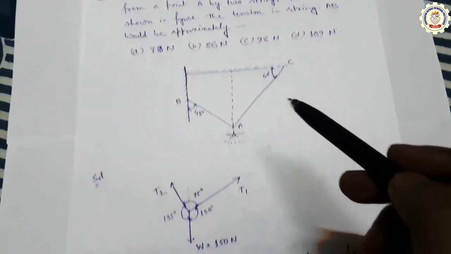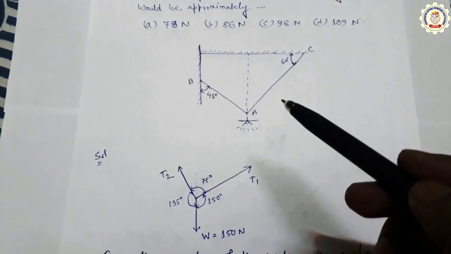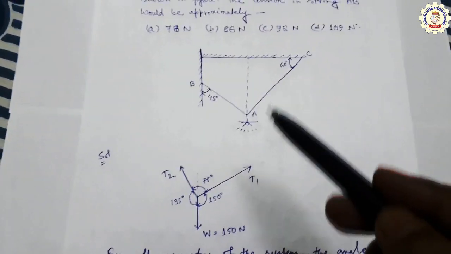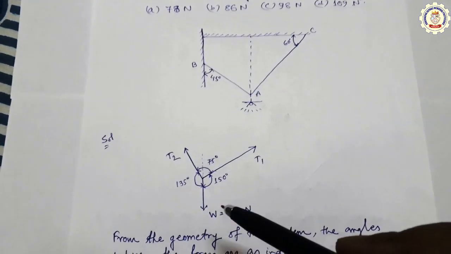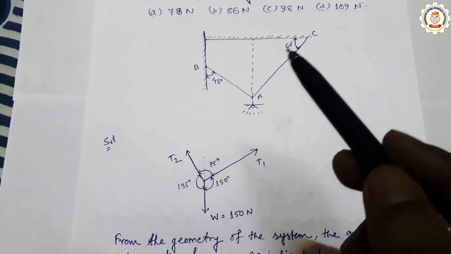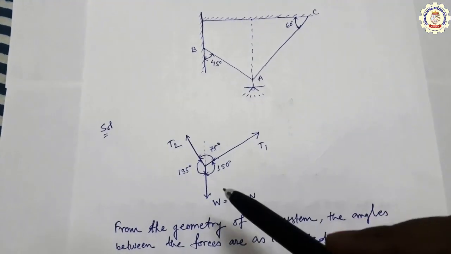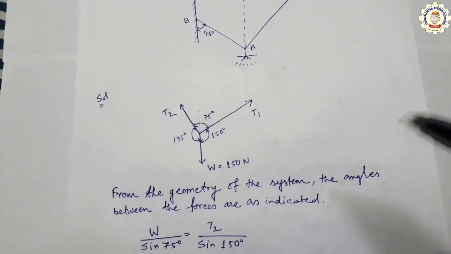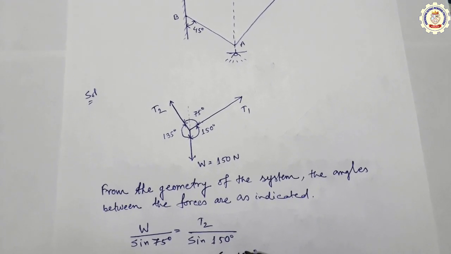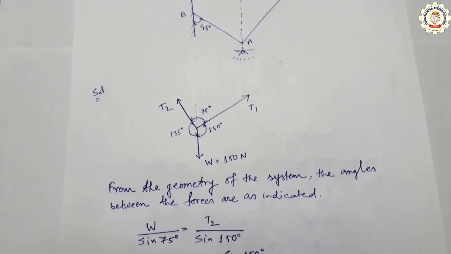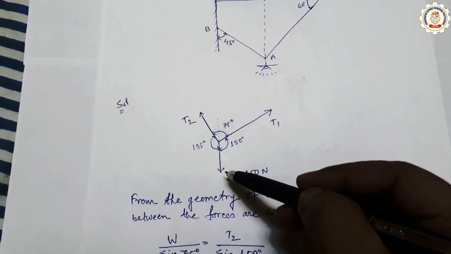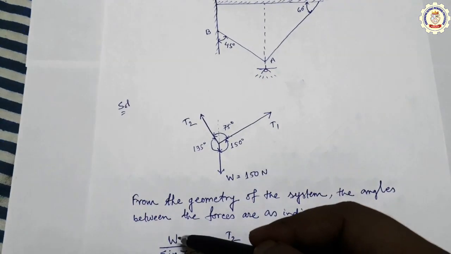From this main diagram, you have to draw a free body diagram. Let's look at the free body diagram for calculating all the angles. From the geometry of the system, the angles between the forces are as indicated. So here is the W sine 25.